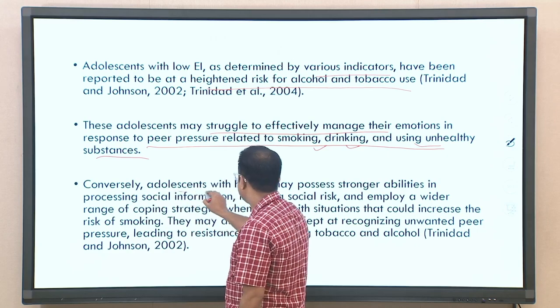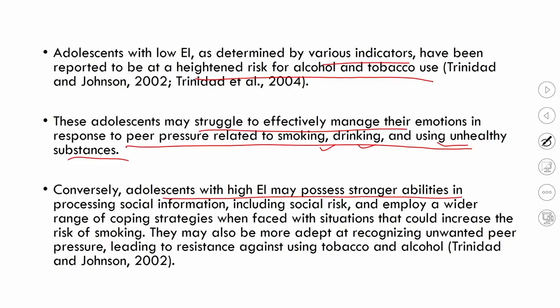Oppositely, adolescents with higher EI may possess strong abilities in processing social information, including social risk, and employ a wider range of coping strategies when faced with situations that could increase the risk of smoking and other behavior. They are also more likely to adapt to recognizing unwanted peer pressure, leading to resistance.